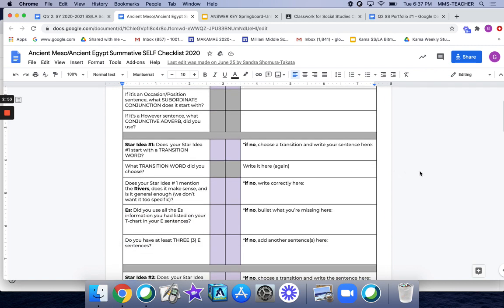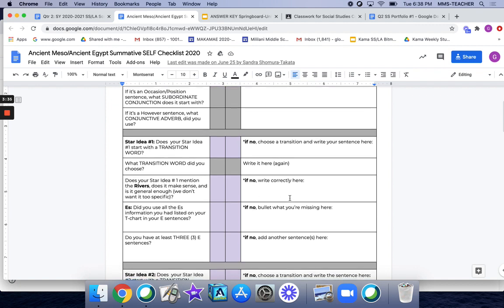Then let's go into your star idea number 1. Does your star idea start with a transition word? Yes or no? And again, if you said no, you must choose a transition and write your sentence properly here. Then what transition word did you choose? Write it here again. Now, does your star idea number 1 mention rivers? And does it make sense? And is it general enough? Because we don't want it too specific. And if you answered no, please write it correctly, your star idea number 1.